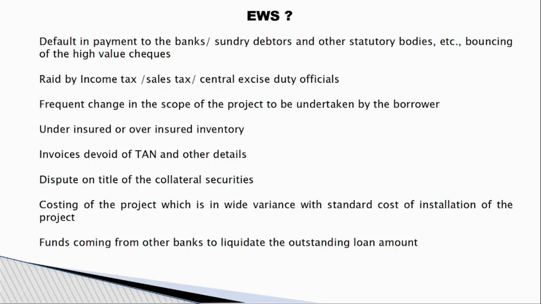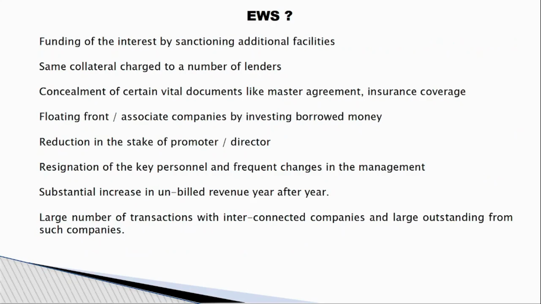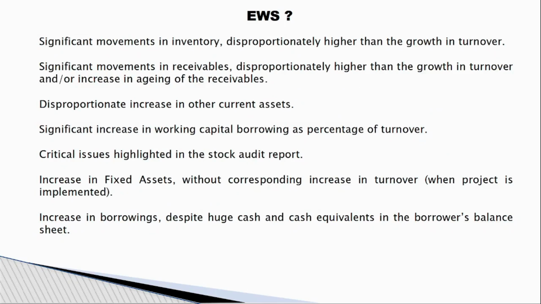So if a borrower recently had some income tax raid or sales tax raid or central excise duty raid, these are also early warning signals. So many are there. Delay observed in the payment of outstanding dues, every time delayed payments. A lot are there. You can read it and it will be useful for you. Reduction in the stake of the promoters or directors. Substantial increase in unbilled revenue year after year. All these are early warning signals.